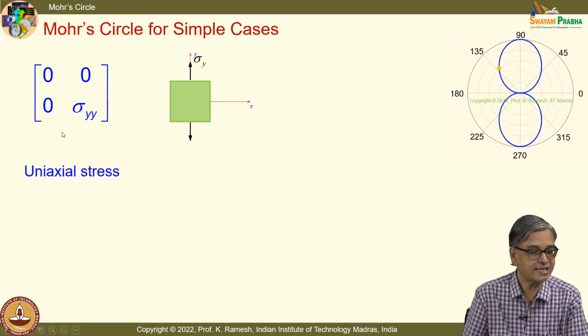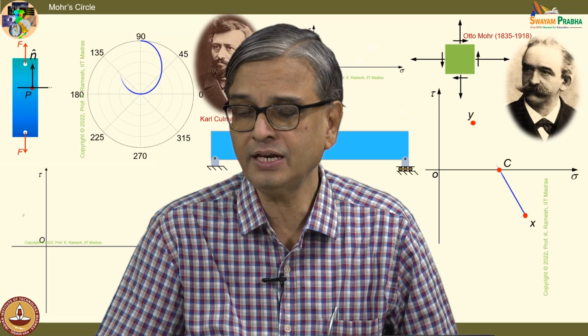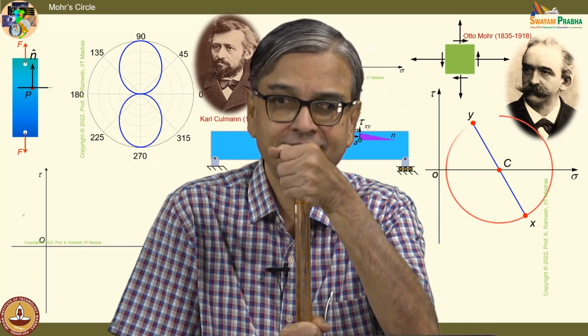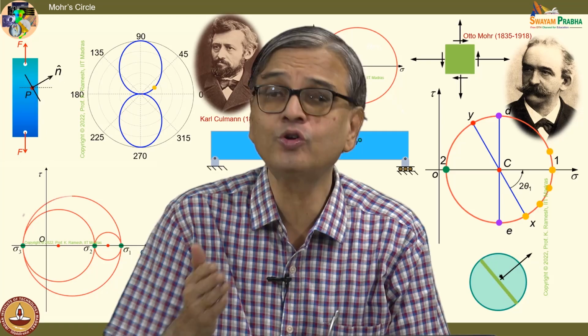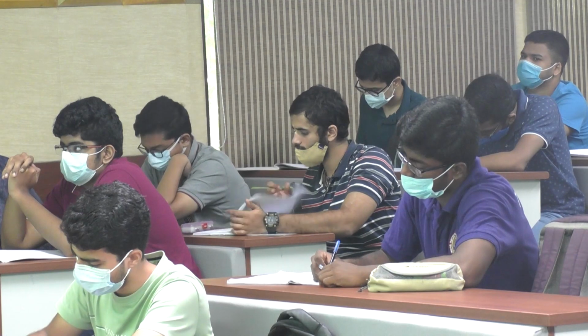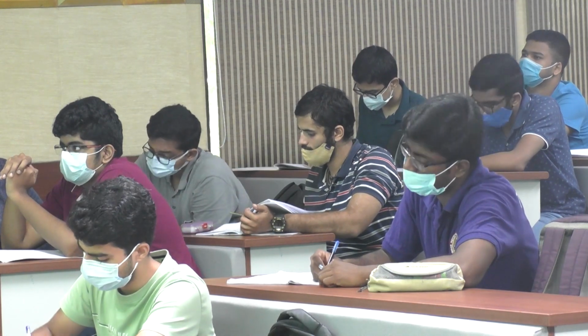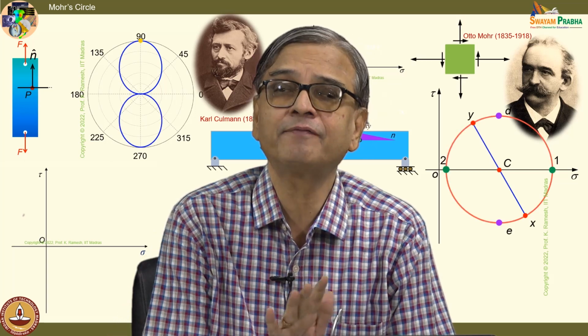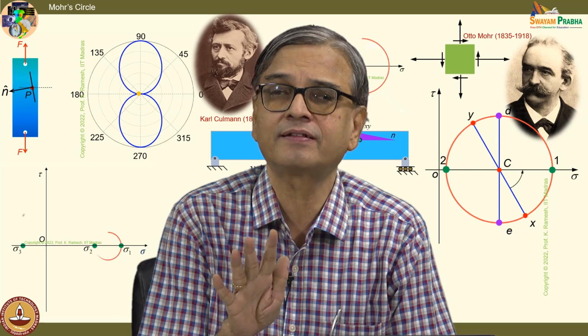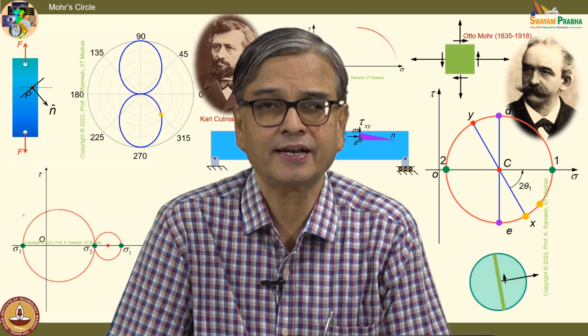So, I have this as a tensorial representation, and it is a uniaxial state of stress, because I take the model and apply load axially. So, I have the pictorial representation. Can you draw the Mohr circle? We will be drawing the Mohr circle for a variety of cases today, and you do it from first principles. Then verify with my slide whether your thought process is correct.